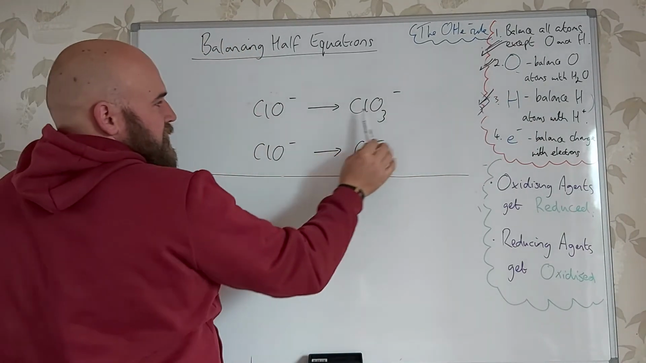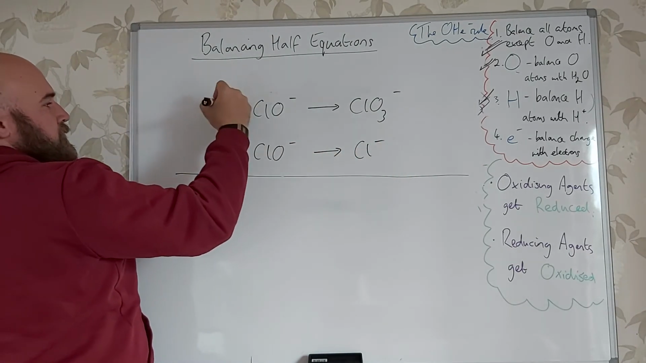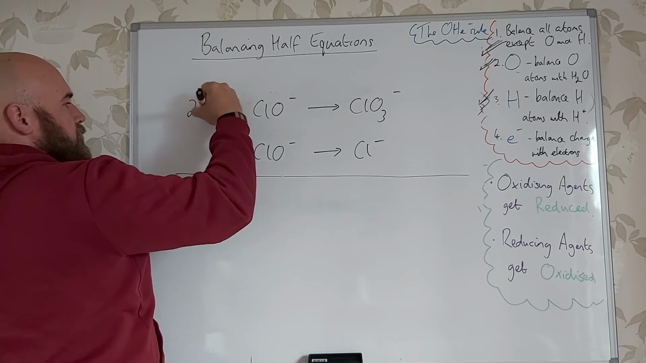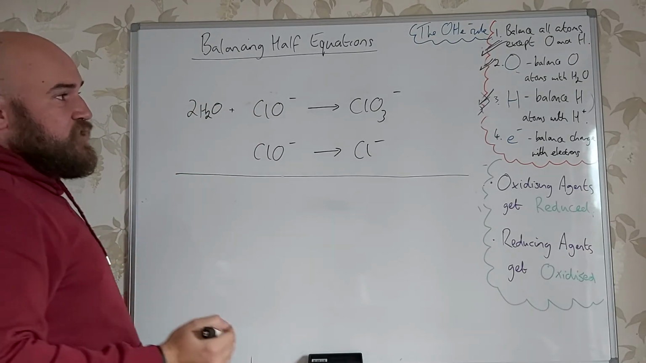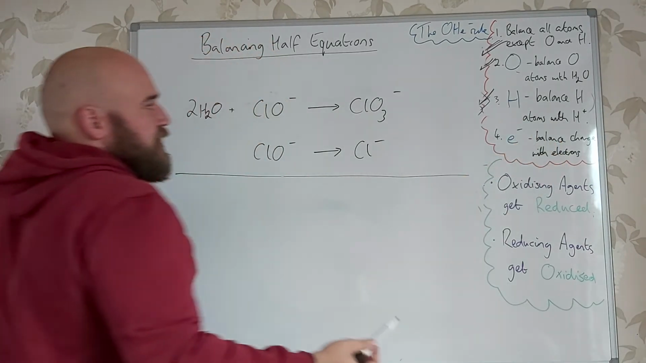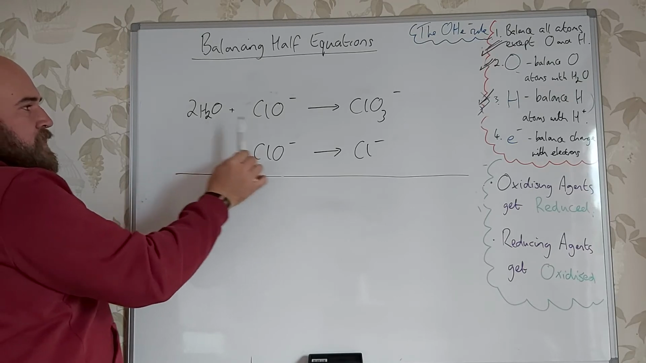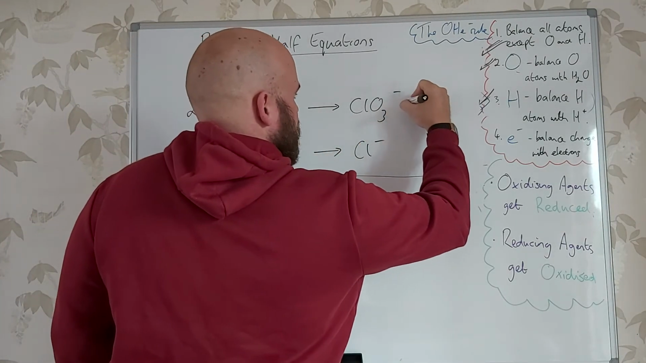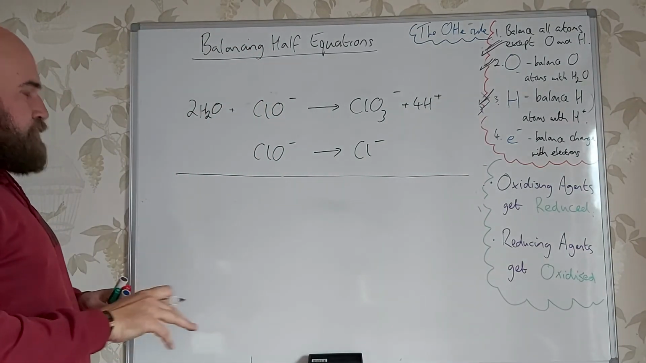Second one, balance the oxygens with waters. So you can see I've got 3 oxygens on the right, only 1 on the left. So that means I need 2 waters on the left. Next stage, balance the hydrogen atoms with H+. So I've got 4 hydrogens on the left, none on the right. Jobs are good. Now let's balance the charges.